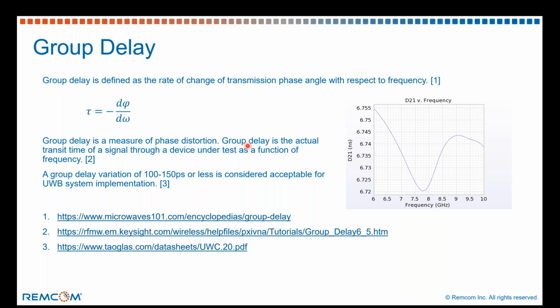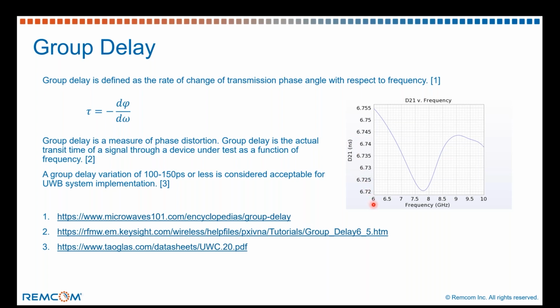Antenna group delay, or just group delay in general, is the actual transit time of a signal through a device under test as a function of frequency. This makes the most sense to me intuitively. Think of a 2-port device, a filter, for example. Group delay is a result that XF has had for 15, 20 years. It's not new to us, and it's available in XF.